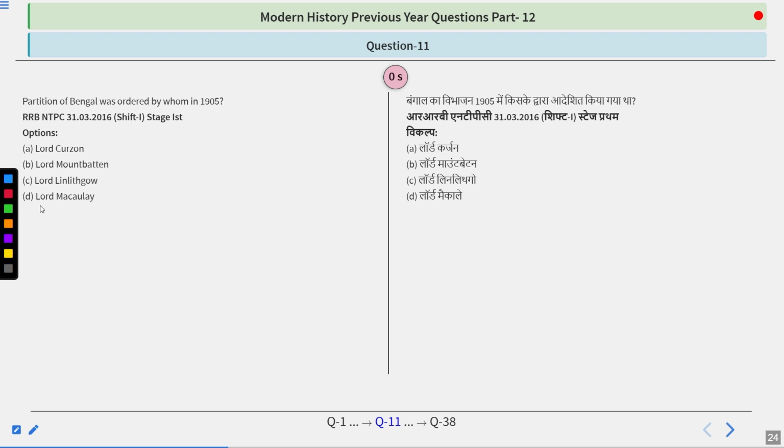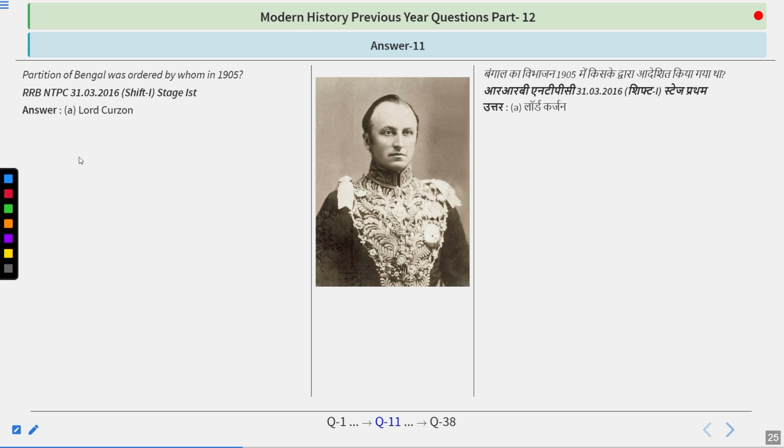Okay, so if we talk about the options, Lord Mountbatten, we all know, was at the time of independence. Macaulay came to India as the first law officer, and he was the one who introduced English education to the system. And Linlithgow was the one under whom the August Offer came. So the answer of this question is Lord Curzon.